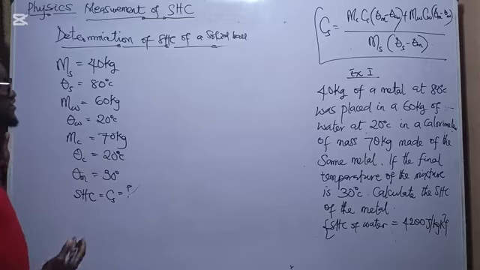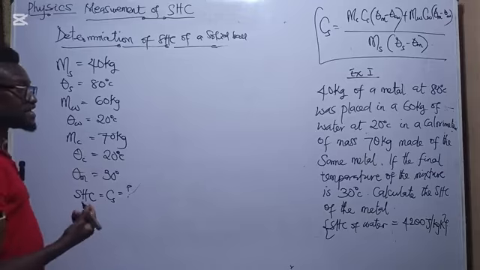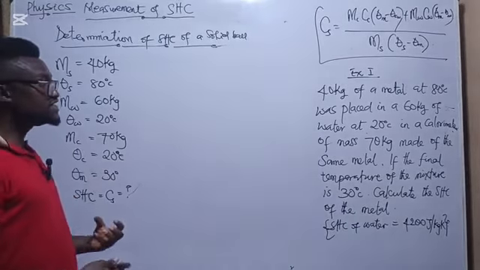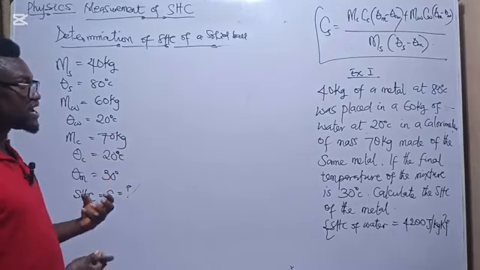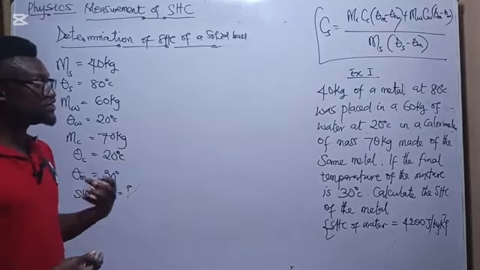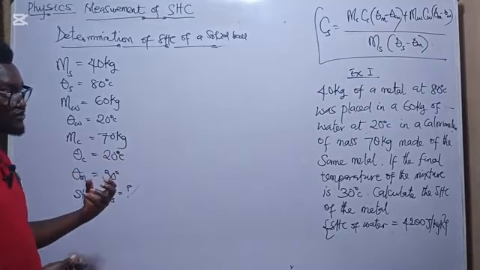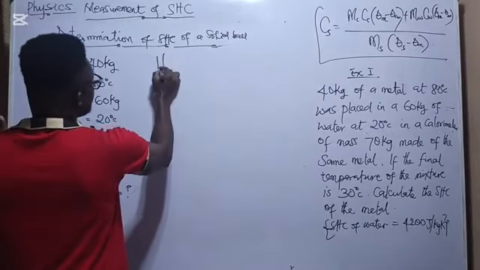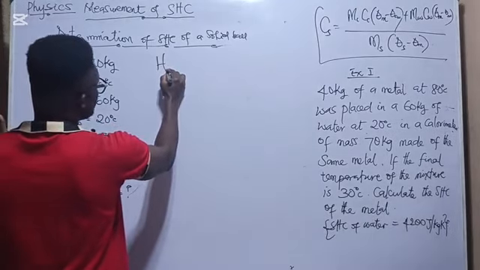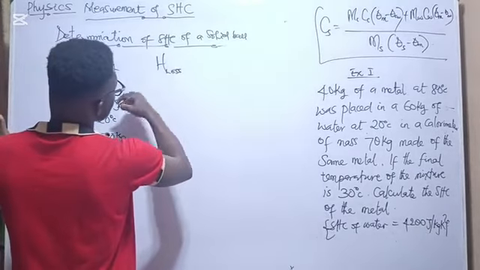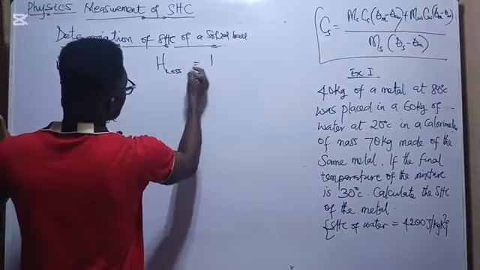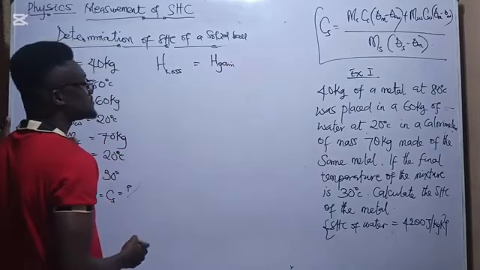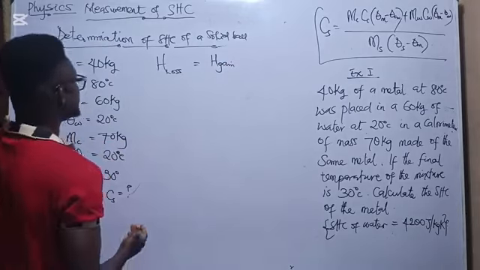Then, in this case, you recall that energy is conserved, which means the heat loss by the metal will be equal to the heat gained by the calorimeter and the water as well. So we have the heat loss by the solid will be equal to the heat gained. Okay? So who loses the heat?